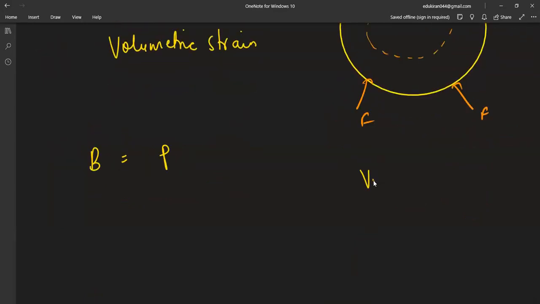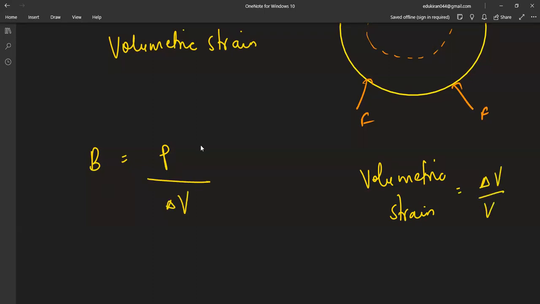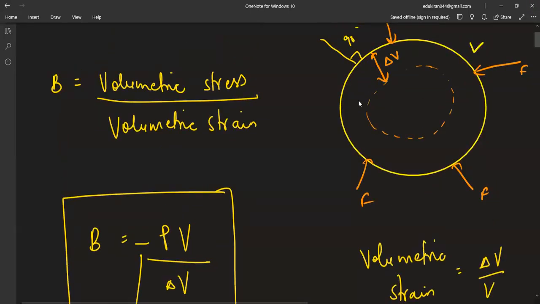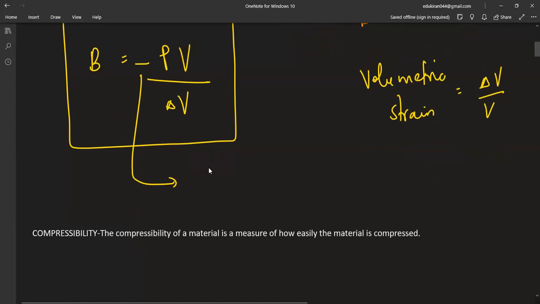And what is volumetric strain? Volumetric strain was change in volume by original volume. So here also, change in volume and original volume will go up. This is the formula with just the addition of this negative sign. And why are we putting this negative sign? Because see, this is compressing it. All the forces are applying and making the size decrease. So volume here is decreasing.